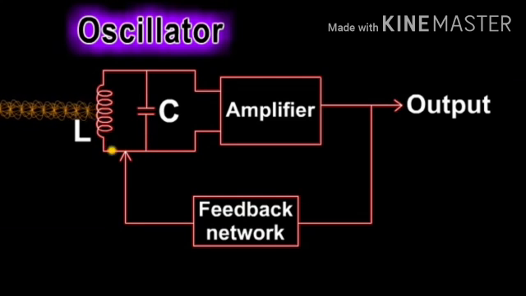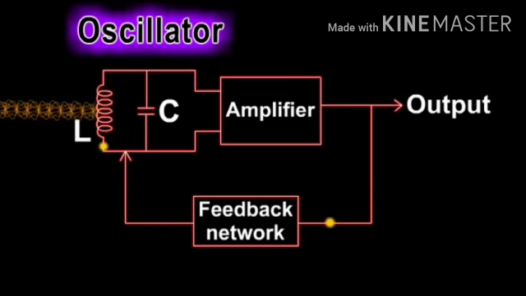Here, the process in the tank circuit is charging and discharging of the capacitor. Charging and discharging process will be going on. Now we are getting the damped oscillation. This damped oscillation is the input. This input is given to the amplifier. Now this amplifier will amplify the weak signal.